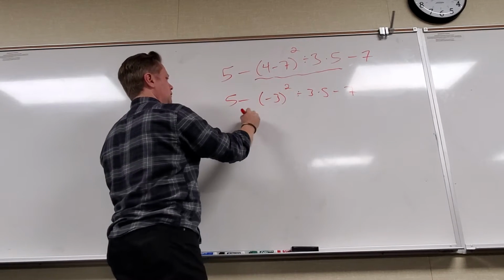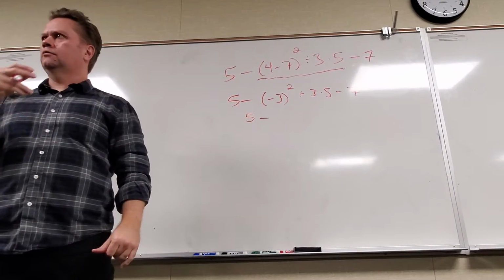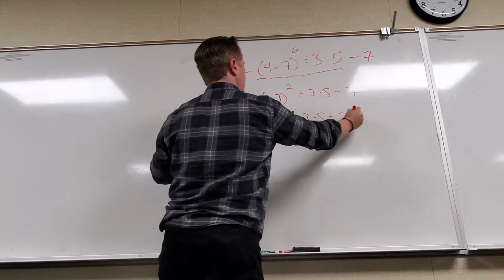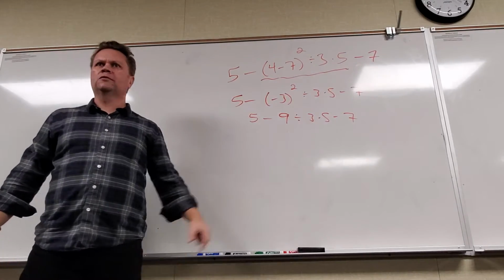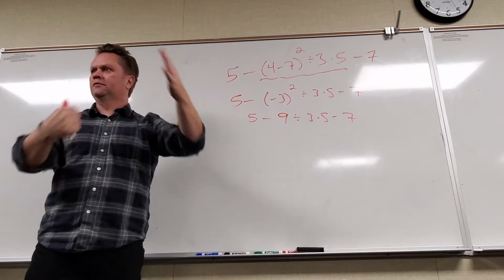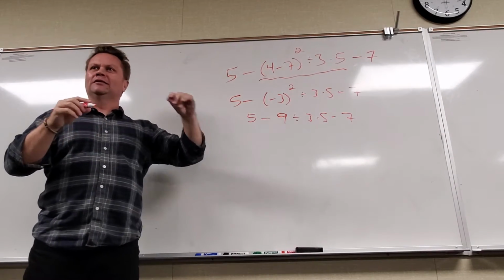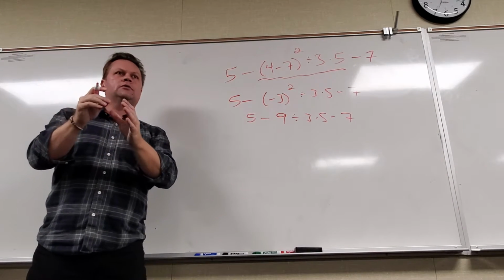-3 squared is? 9. You notice I haven't made this 15. Of course I haven't made that 15. That's not 15. That 3 is on the bottom and the 5 is on the top. How can they make 15? But your brain says, oh, I know that piece is 15. But you got to stop.